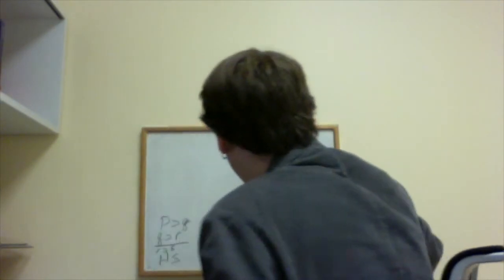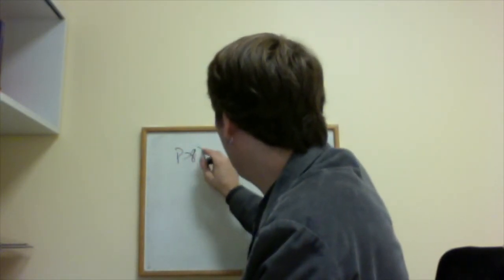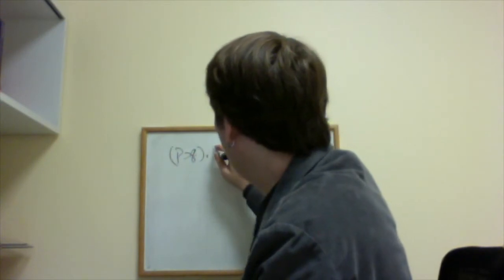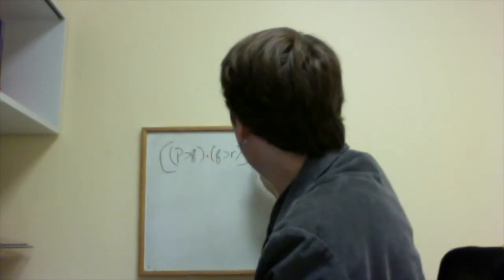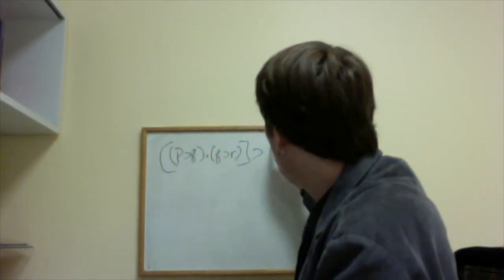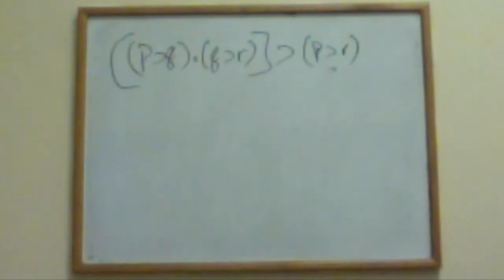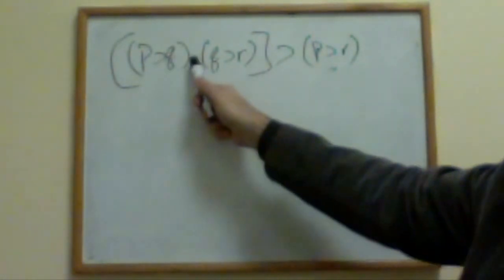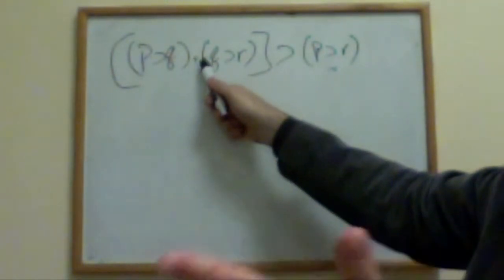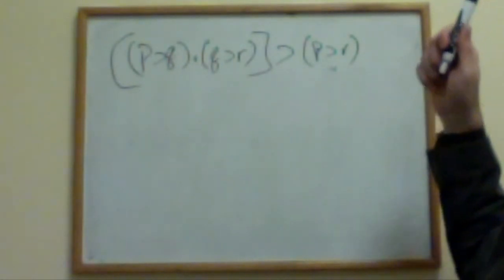So let's just, for the sake of illustration, take our pure hypothetical syllogism. This says if you have P horseshoe to Q, and if you have Q horseshoe to R, then you have P horseshoe to R. Okay, so there's our associated conditional right there. Here's the first premise, and we've conjoined it, saying and, to the second premise, and now we've said that that implies this thing right here, which is the conclusion.